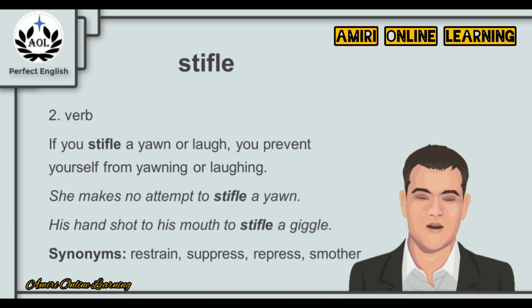If you stifle a yawn or laugh, you prevent yourself from yawning or laughing. For example, she makes no attempt to stifle a yawn. She doesn't stop it. When it comes, she lets it pass without trying to stop it. Or his hand shot to his mouth to stifle a giggle. And synonyms for stifle in this context are the words restrain, suppress, repress, and smother.